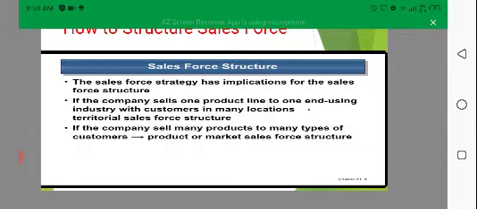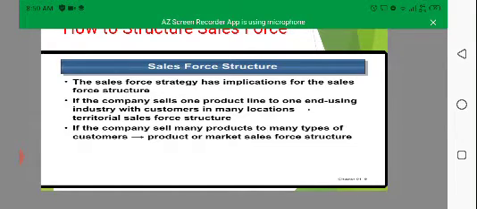how to structure the sales force? The sales force strategy has implications for the sales force structure. Now we will look at how the company is structured. If the company sells one product line to one end user industry, with customers in many locations, it uses a territory sales force structure. So they will divide the territories and make clusters of the territories.